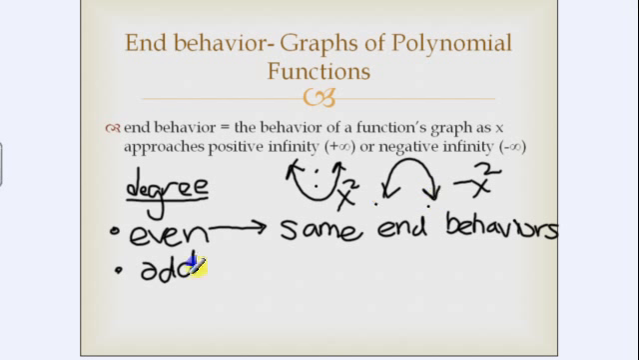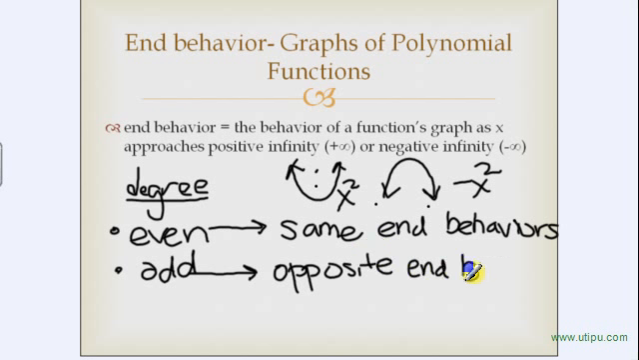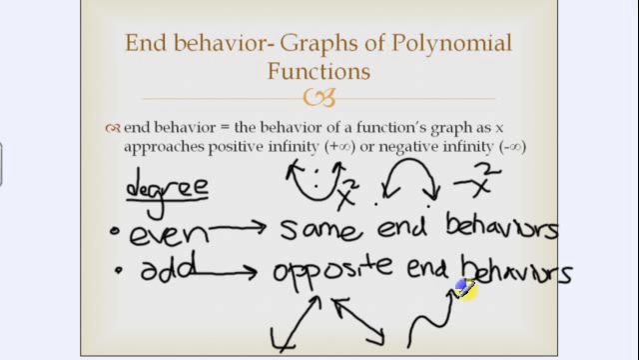Versus if we have an odd degree, we're going to have opposite end behaviors. So something like a linear function is an odd degree, first degree, and we either have it rising to the right but falling to the left, or falling to the right but rising to the left. A cubic function will do the same. If it's rising to the right, it will fall to the left, or if it's falling to the right, it will rise to the left.